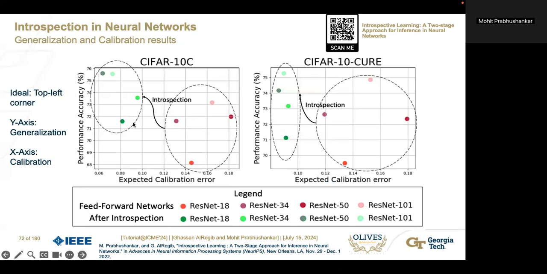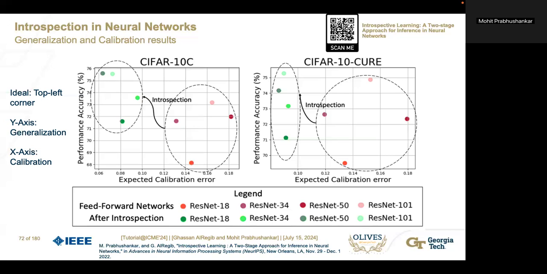What we see when you do introspection is that if I plot the expected calibration error on the x-axis, the performance accuracy on the y-axis, all networks move towards the top left. That is, they'll have a higher accuracy and they'll have lower expected calibration error. Again, this is not based on the original test set. This is based on some corrupted version of the test set. So in this case, I believe CIFAR 10C takes all the data from the test set of CIFAR 10, which is about 10,000, and adds about 19 different distortions onto it at 5 different levels.